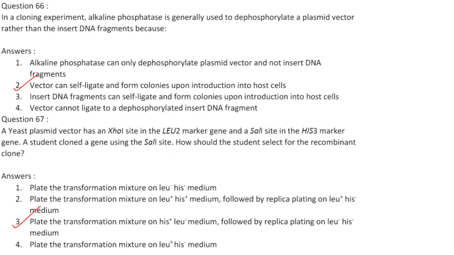In a cloning experiment, alkaline phosphatase is generally used to dephosphorylate a plasmid vector rather than the insert DNA fragment because alkaline phosphatase removes 5' phosphate groups from vector so that prevents self-ligation of the vector and facilitates the ligation of other DNA fragments into the vector. The dephosphorylated termini of the vector cannot be ligated by DNA ligase. So the answer is vector can self-ligate and form colonies upon introduction into host cells. Answer is option 2.